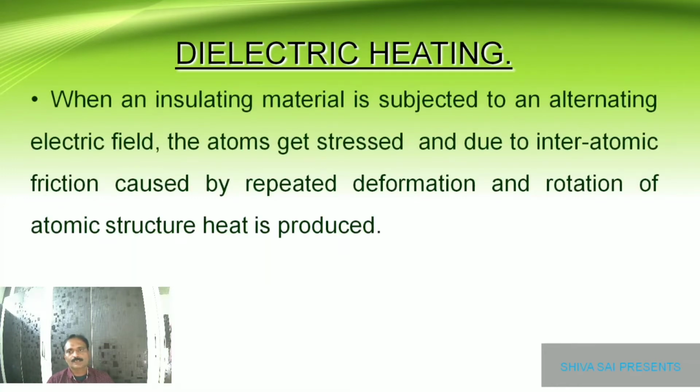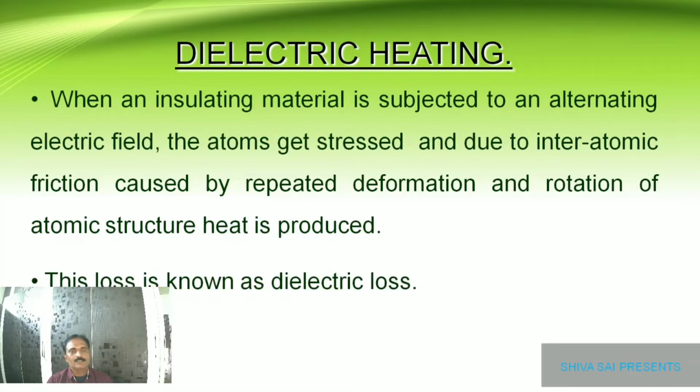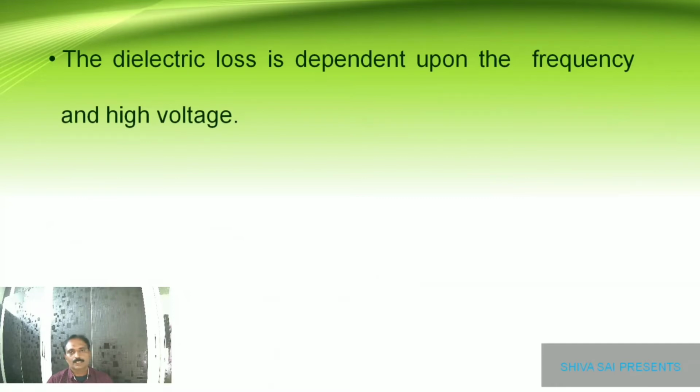As we have already seen, whenever an insulating material is subjected to an alternating electric field, the atoms get stressed, and due to the interatomic friction caused by the repeated deformation, heat is produced. This is also known as dielectric loss. This dielectric loss depends upon the frequency and the high voltage that we apply.